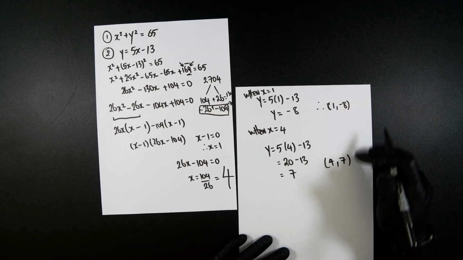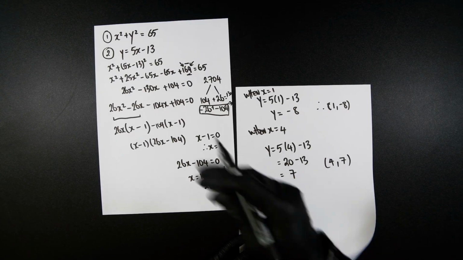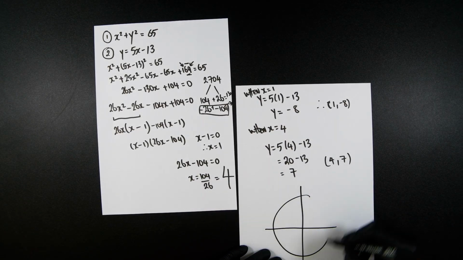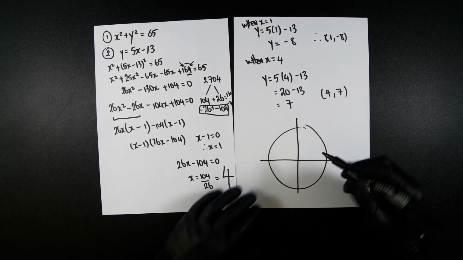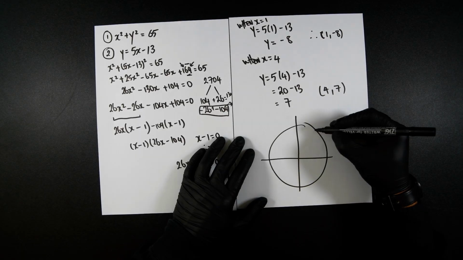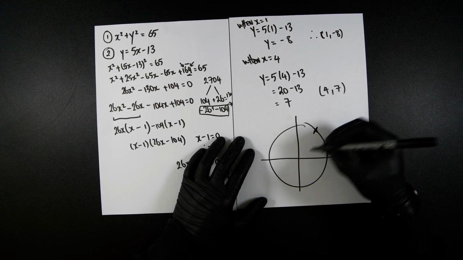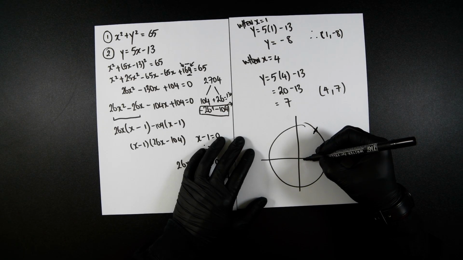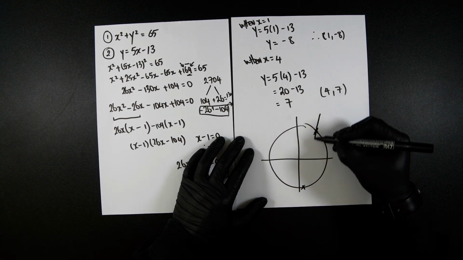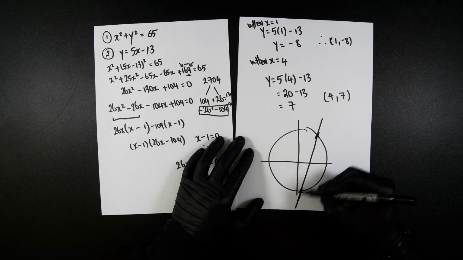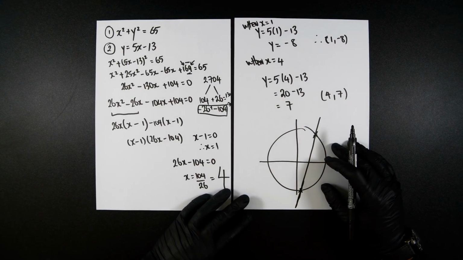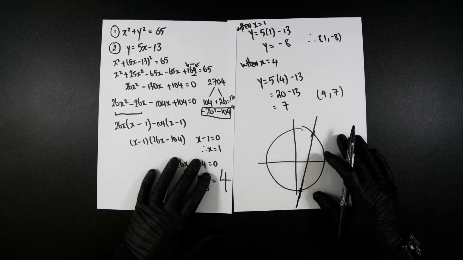We've now found both sets of coordinates where this would look something like some sort of circle, and there would be some sort of line going through it. So it would be 4 and 7, let's say here, and 1 and minus 8, let's say it's here, and it would be a line that would go like that. So those are the 2 points. Obviously this is an incorrect circle, however, you get the point.